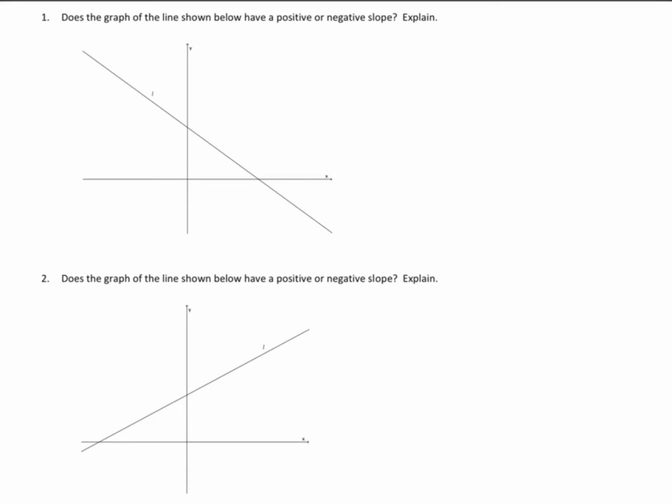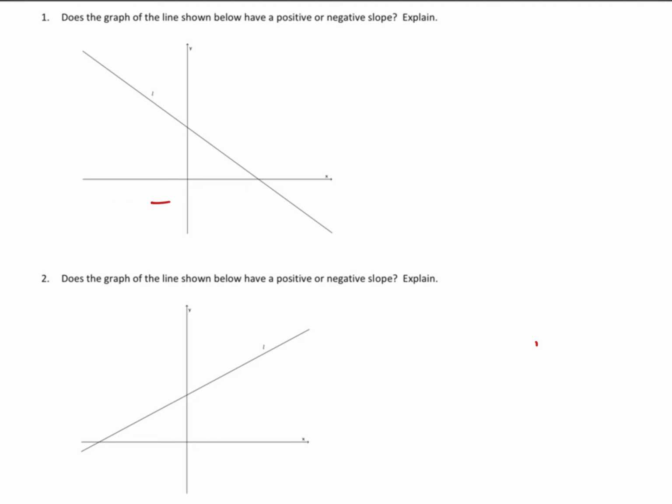Just like we do with a book, we read from left to right, and so we're going to read our graph from left to right. If we are going from left to right, do I need to go down as I move to the right, or do I need to go up? That's how we determine whether it's going to be positive or negative.